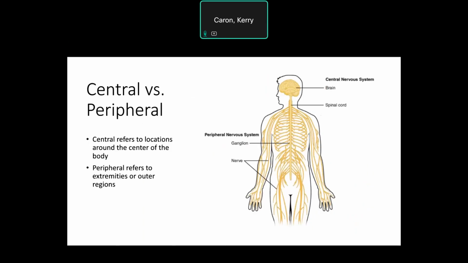Central versus peripheral. So central refers to locations around the center of the body, that core again, and peripheral refers to the extremities or outer regions. And most of the times we use this with central nervous system. In the central nervous system and peripheral nervous system, the central nervous system is the brain and the spinal cord, whereas the peripheral nervous system is everything else.